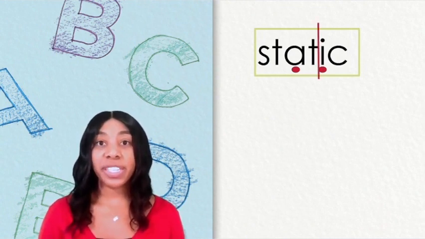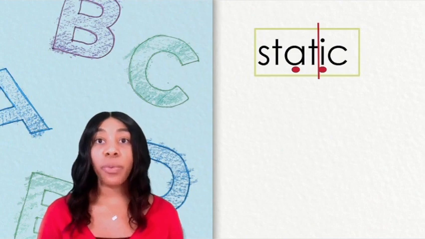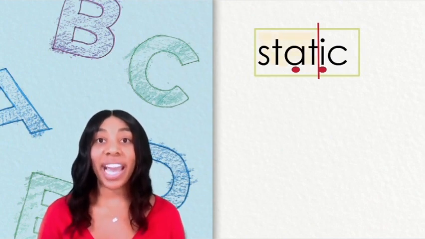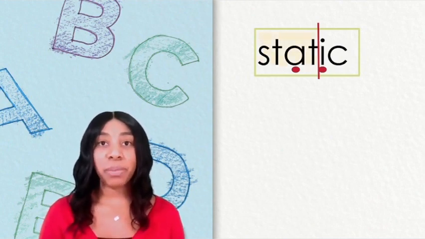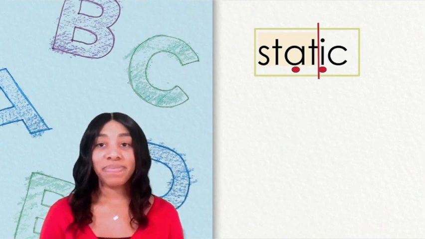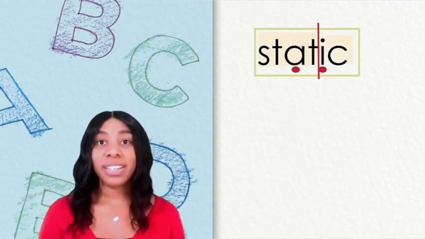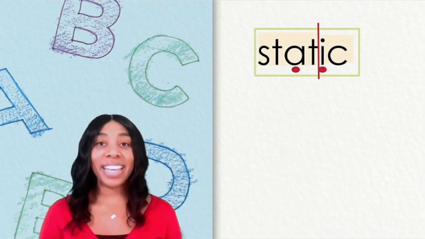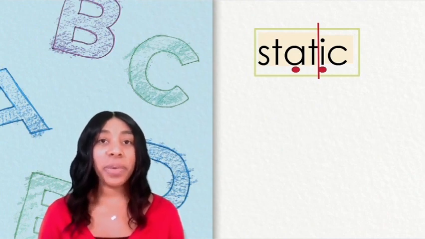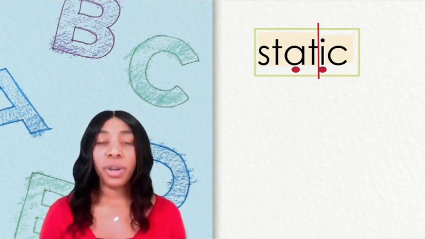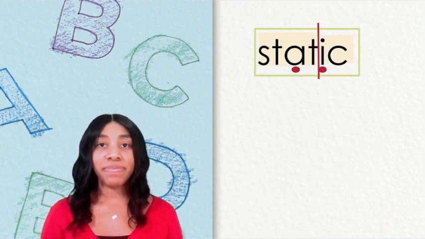Let's look at our first syllable, which is closed. So we know it will have a short A sound. The first syllable will say stat. Here goes the K sound at the end again, and it will say ick. When we put both syllables together, what word do we have? Static.